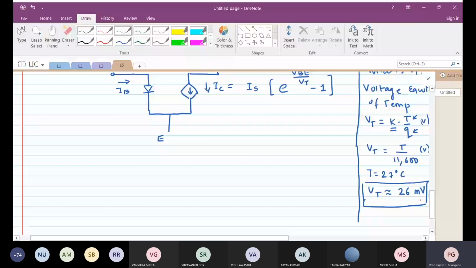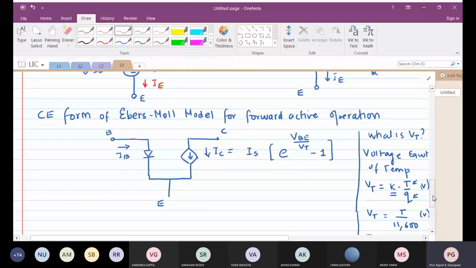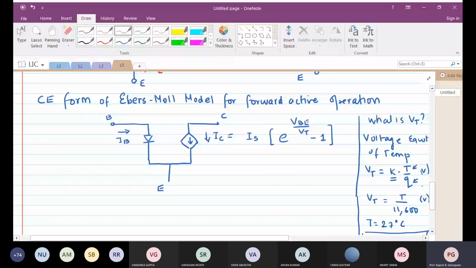So all the things are really simple here. IB is equal to IC by beta. So this is called the Ebers-Moll model.